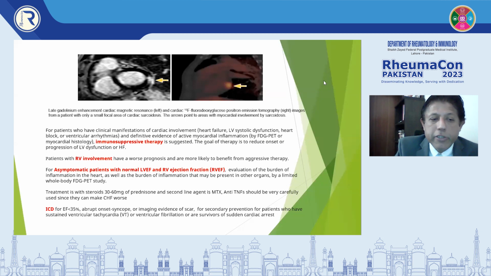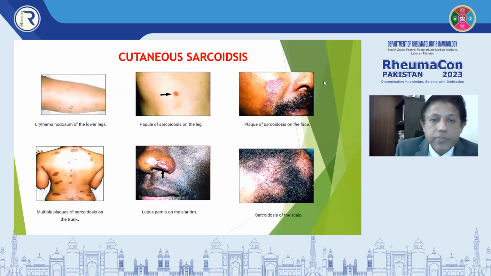ICD should be given to patients with ejection fraction less than 35%, abrupt onset syncope, imaging evidence of scar, and for secondary prevention in patients who have sustained VTAC or VFib, or survivors of sudden cardiac arrest.